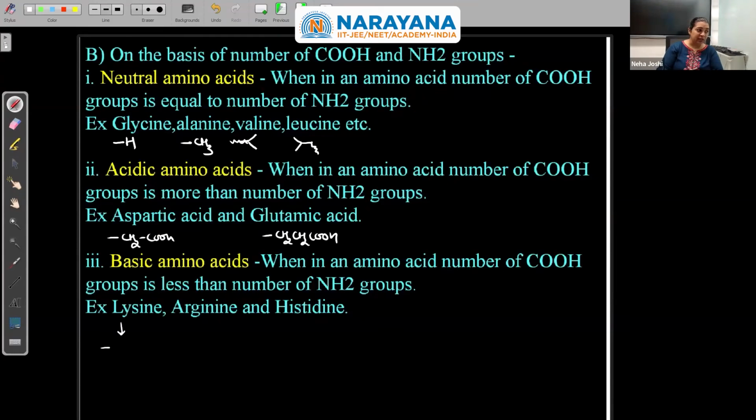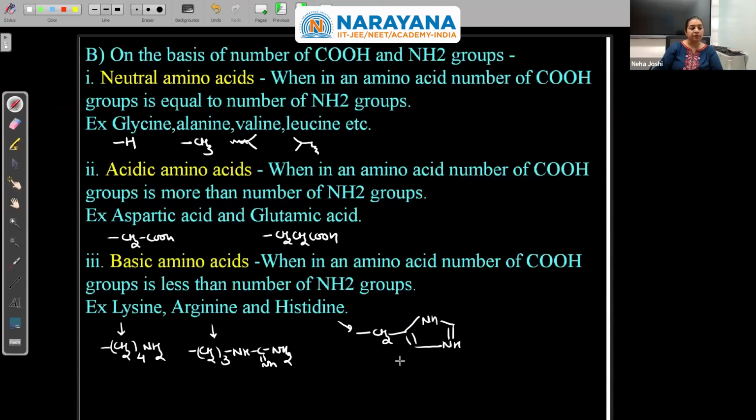Basic amino acids, repeat. Yes, I know I am repeating it a number of times. Intentional it is. Lysine. In arginine, it was three times CH2, and then comes NH, C double bond NH, NH2, the guanidine group. Highly basic. In histidine, it was CH2, then comes the point of contact, and there was an NH double bond N, H single bond like this, right?